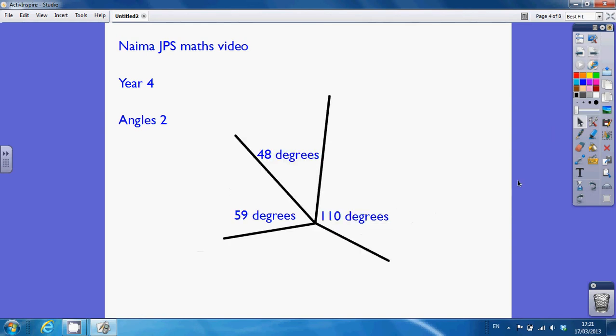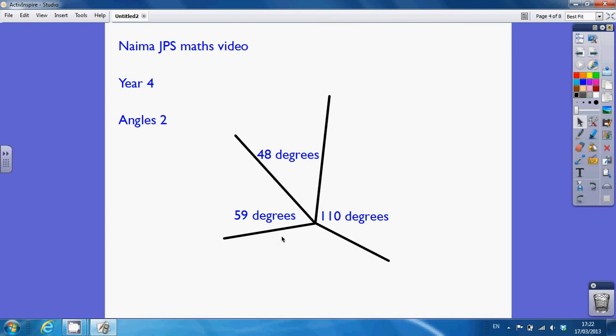Okay, on to the next one. Right, how do you think we could work this one out? Remember, this time it's not along a straight line. Okay, so on this one, it's around a point, so it's as if it is a circle. So we're working with the total should be 360 degrees. So if we add up these 110, 48 and 59 and then take it away from 360, we will have this angle here, which would be 143.